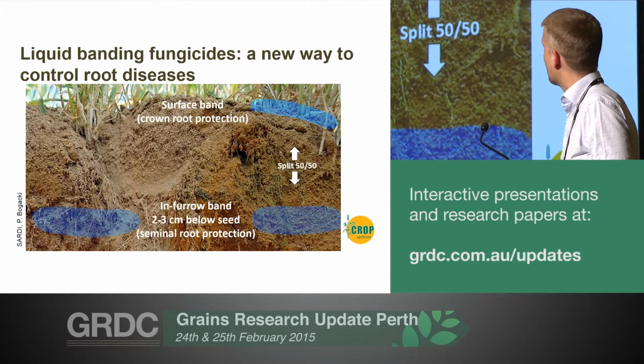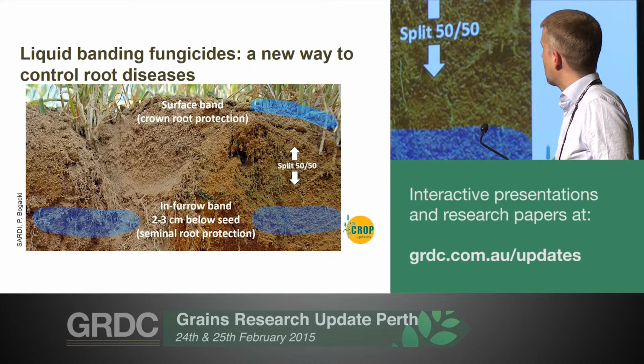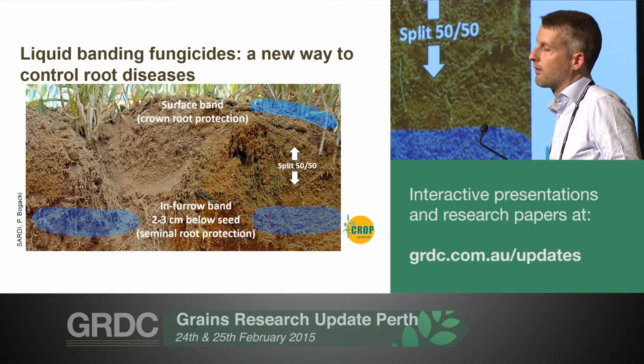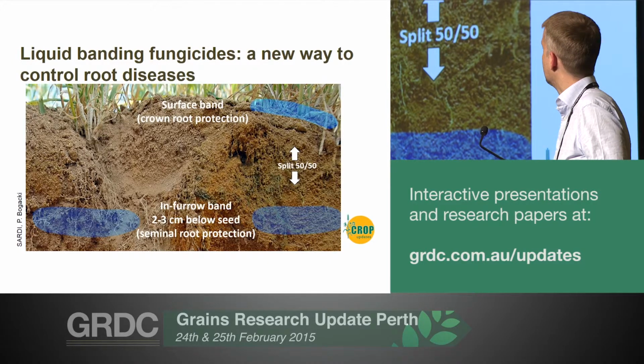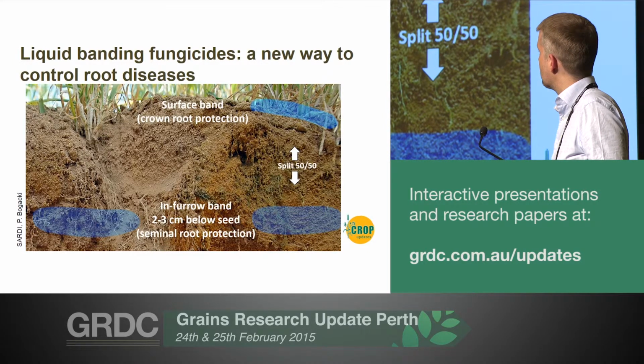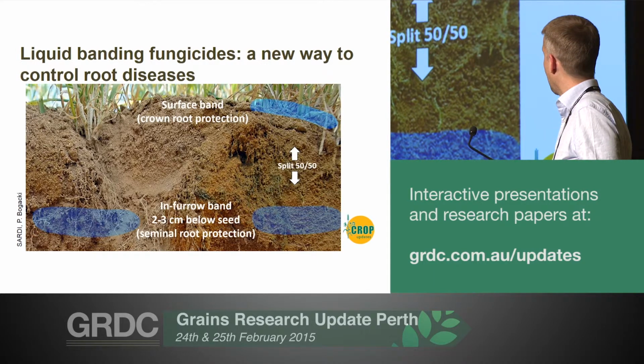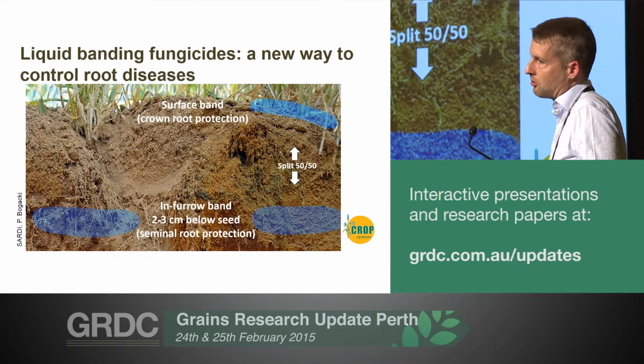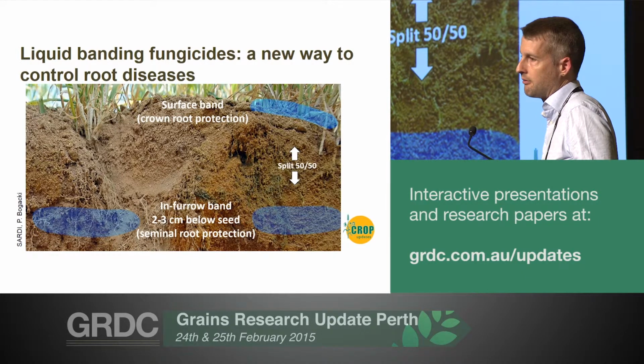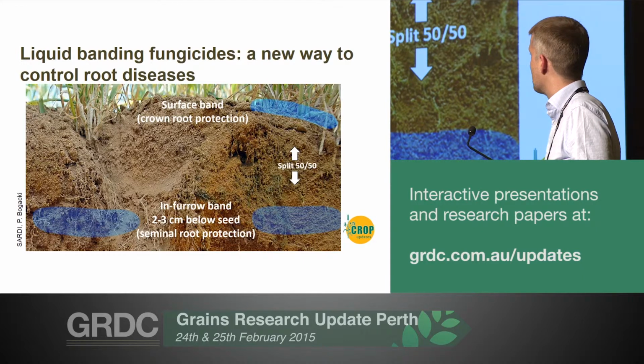Just to show you what this looks like in the field, the in-furrow application with the liquid nitrogen ends up in this zone, and it protects the primary roots. And obviously, yes, you can also do the same thing with a granular coated fertiliser and get the same efficacy as you would with liquid application.